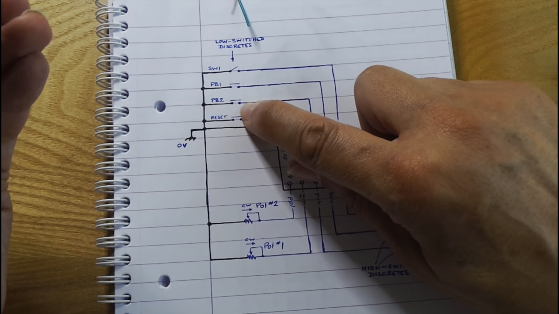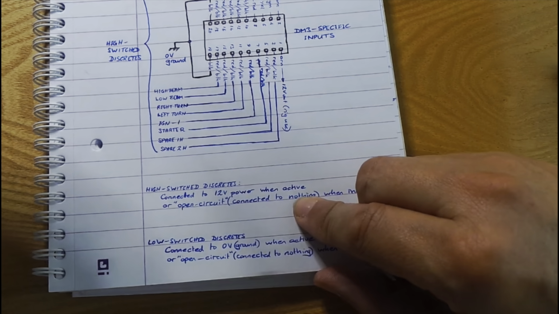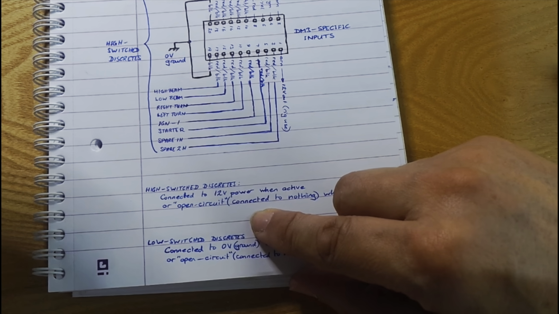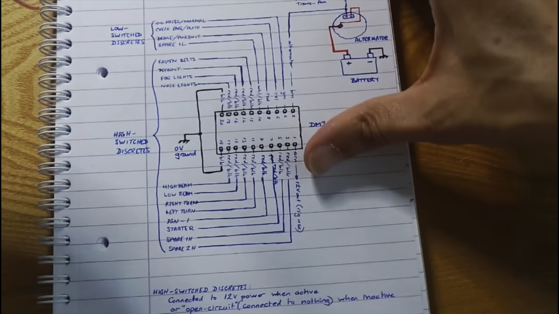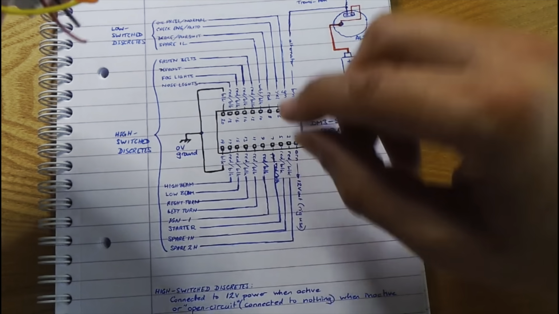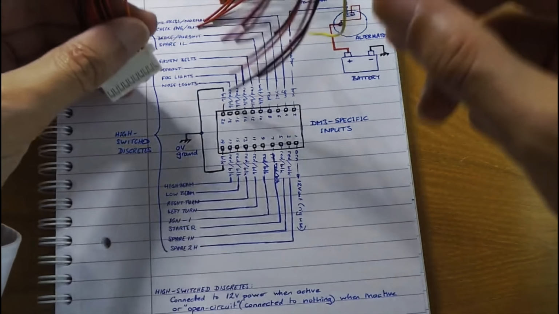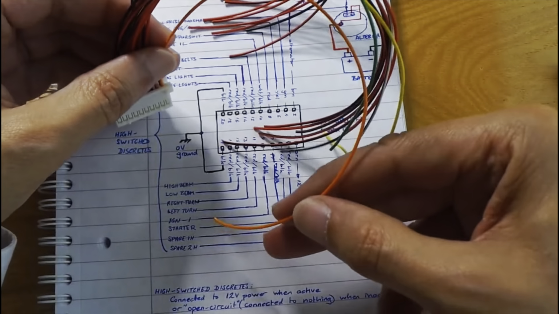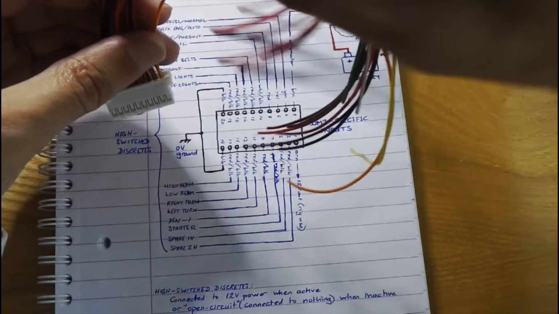We're talking about high switched and low switched inputs again. Remember, we spoke a short while ago about low switched inputs, which are either connected to ground, 0 volts, or they're open circuit, connected to nothing. Well, a high switched input, a high switch discrete, as you might expect, is a signal which is either connected to 12 volts power when it's active, or open circuit, that is connected to nothing. So this 12 volt output on the orange wire enables us to hook up switches on the bench to easily test out all of the other inputs.